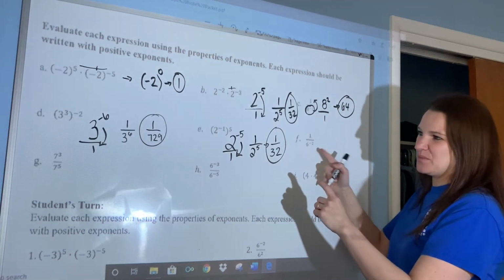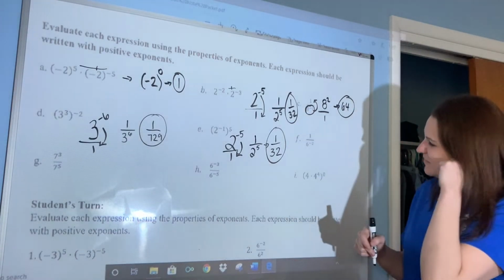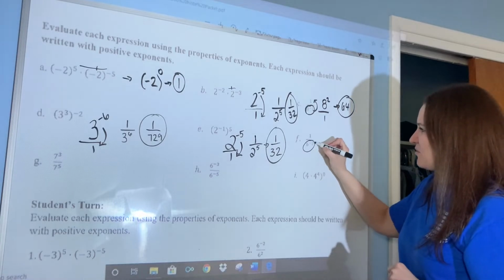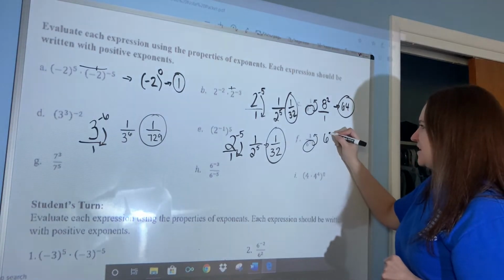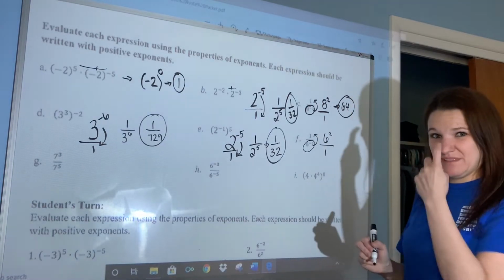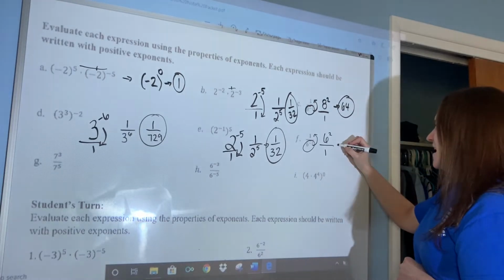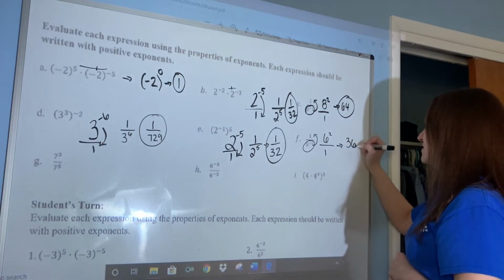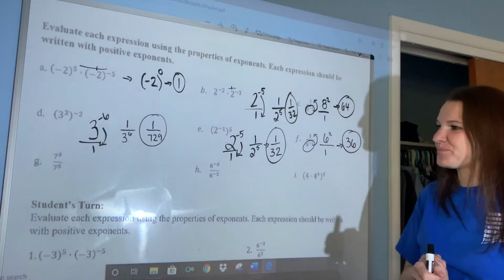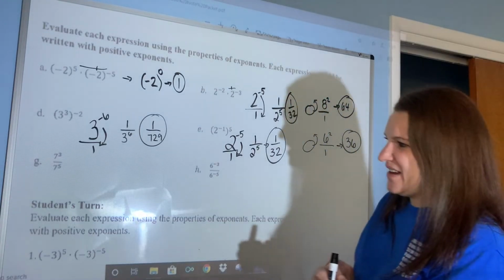Ooh, this one's very similar to this one. All right, so we're gonna take this guy, we're gonna move it up. And then we have 6 squared on top over 1. 6 squared is 36. And we don't need to keep that over 1. So 36 is our final answer. All right, very nice.